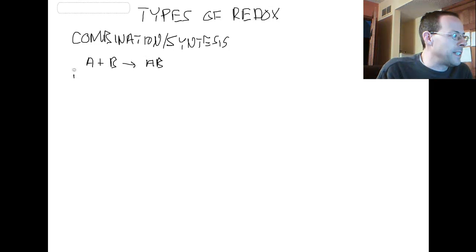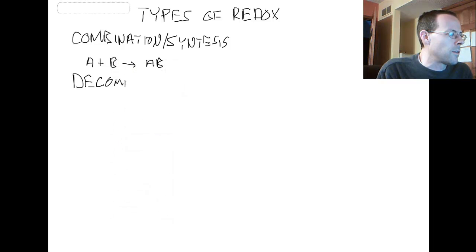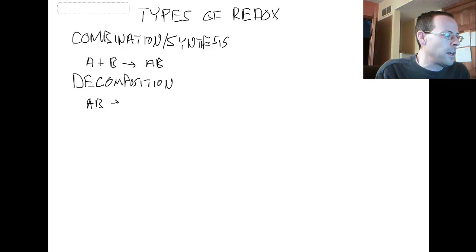The second type is called decomposition, and it's basically the reverse of combination or synthesis. I'm just realizing I forgot a letter up here in synthesis. There should be an H right there. Synthesis. The second one is decomposition, and it's simply we start with a big molecule, we'll call it AB, and it breaks up into A plus B. So A right here could be an element or a compound, and this could be an element or a compound. Typically it's two elements that make a bigger compound. Similarly down here this could be a really big compound that splits into two compounds. More likely it's something that splits into two elements.